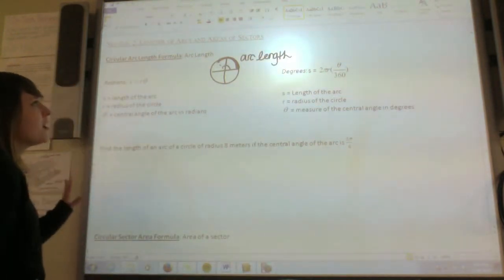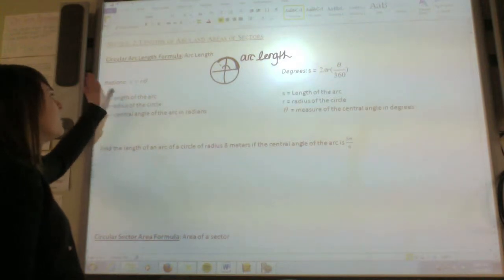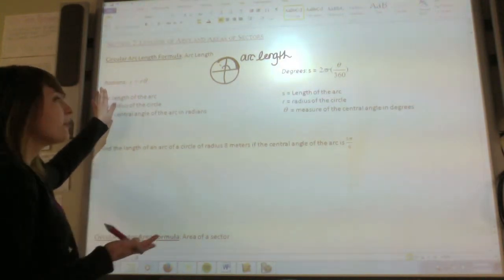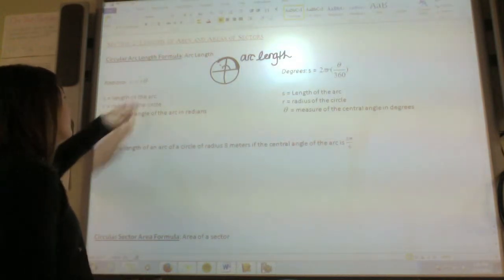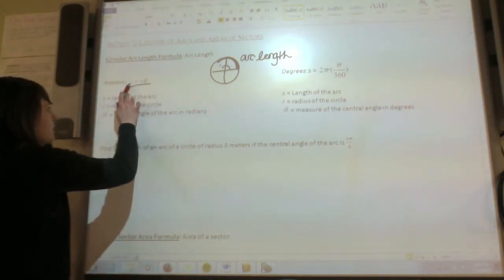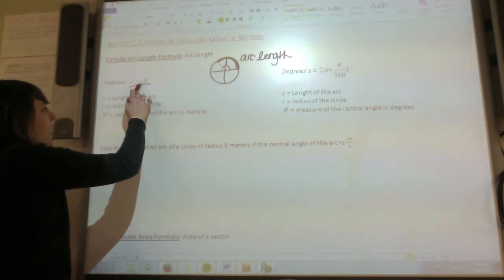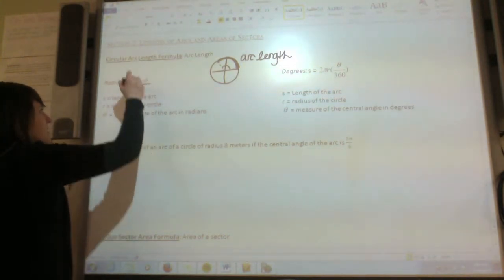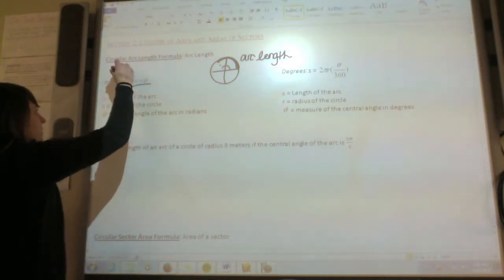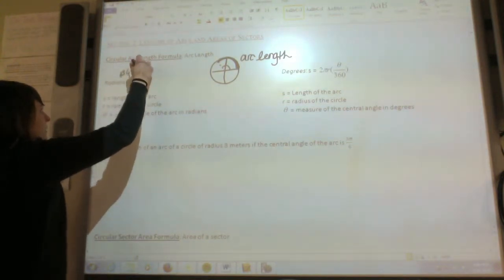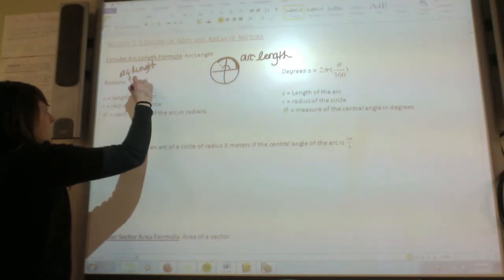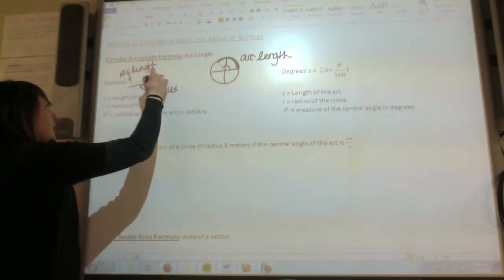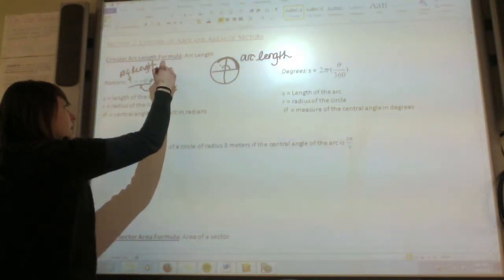So the formula for arc length, if your angle measures in radians, is arc length, which is S, equals R, your radius, times theta, which is your radians. So S stands for arc length, R stands for your radius, and theta stands for your radians.